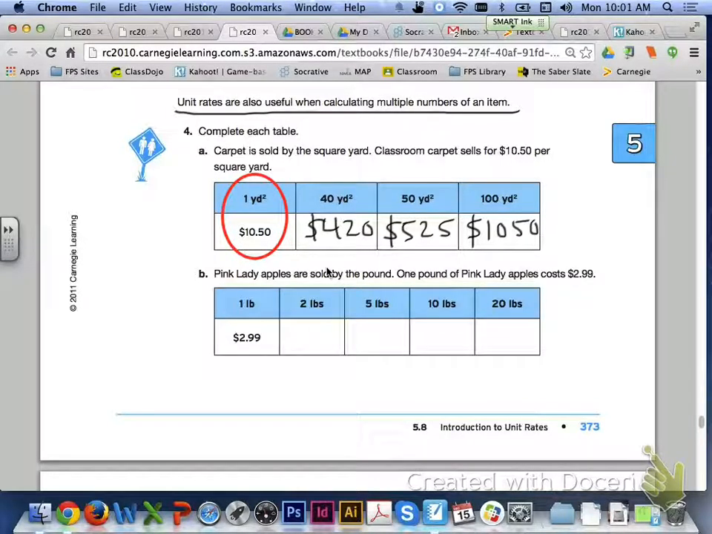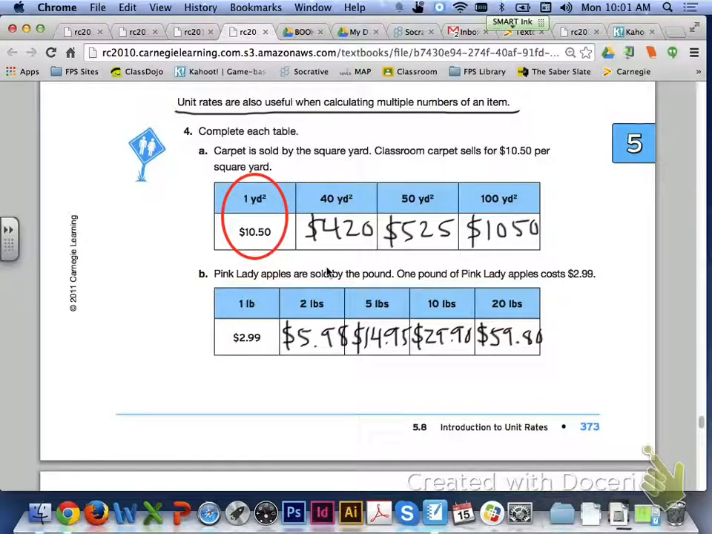If we take a look at letter A, we are given the unit rate for the carpet that is sold by the square yard. It says that classroom carpet sells for $10.50 per square yard. So we're given that unit rate, and in order to fill out the rest of the table, all you have to do is multiply that unit rate by what you are given, in this case the square yardage for the carpet, in order to determine what that unknown value is going to be. When you do that for letter A, 40 square yards is going to be $420, 50 square yards would be $525, and 100 square yards would be $1,050.